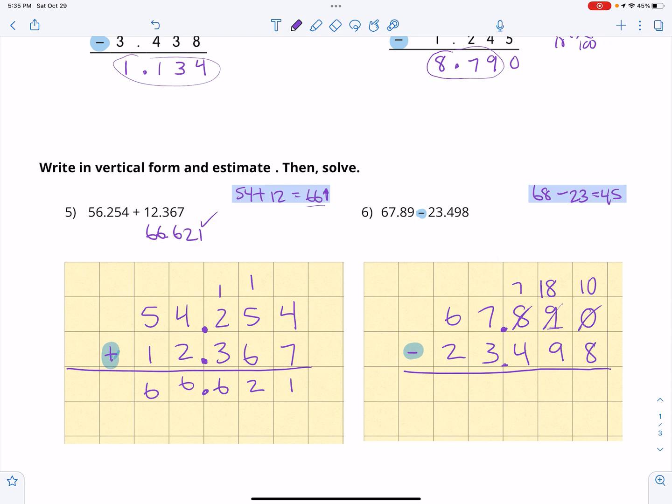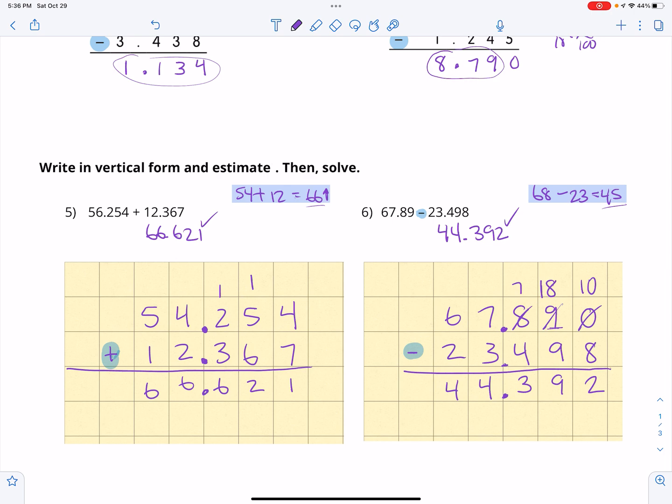So 10 thousandths minus 8 thousandths is 2 thousandths. 18 hundredths minus 9 hundredths is 9 hundredths. 7 tenths minus 4 tenths is 3 tenths. 7 minus 3 is 4. And 6 minus 2 is 4. My estimation was 45. My actual calculation is 44 and 392 thousandths. Seems pretty good to me.